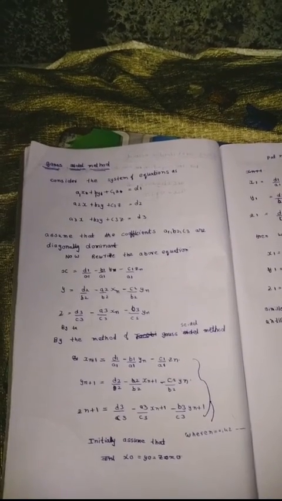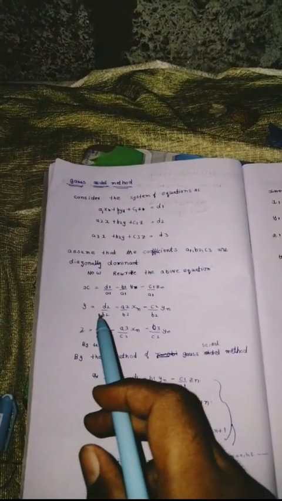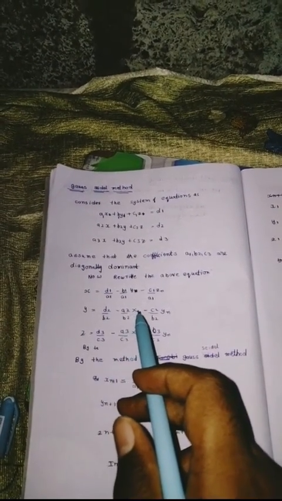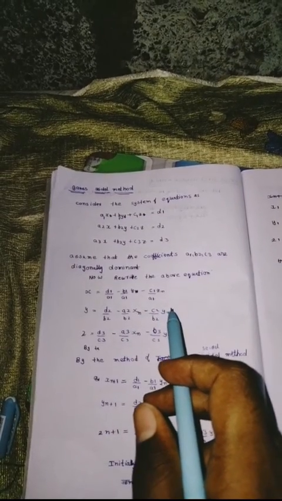Now rewrite the above equations as x is equal to d1 by a1 minus b1 by a1 yn minus c1 by a1 zn, y is equal to d2 by b2 minus a2 xn by b2 minus c2 by b2 zn, z is equal to d3 by c3 minus a3 xn by c3 minus b3 by c3 yn.